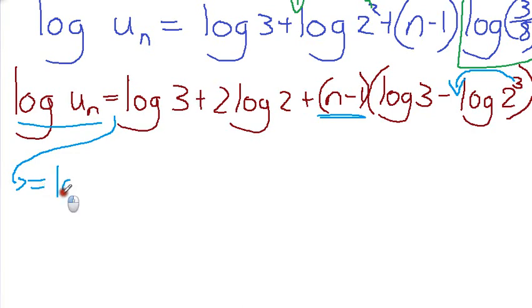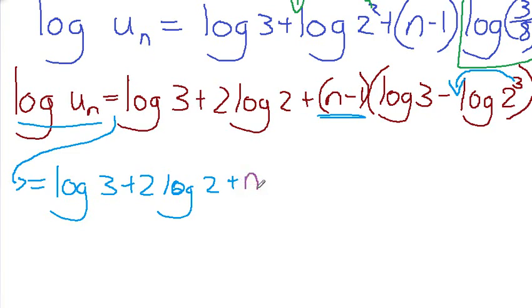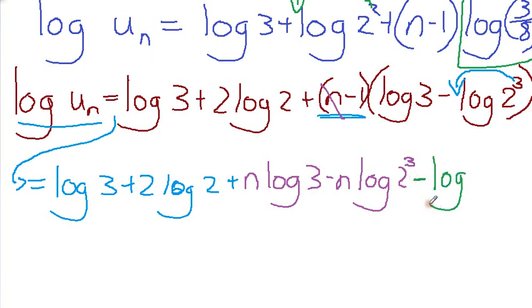So equals log of 3 plus 2 log of 2 plus, now here we go, I'm going to use a different colour here, n times by log 3 minus n log 2 cubed, so that's the n gotten rid of, then minus, actually I'm going to use another different colour, minus log 3, then plus log of 2 cubed. I hope you can see that in the video.